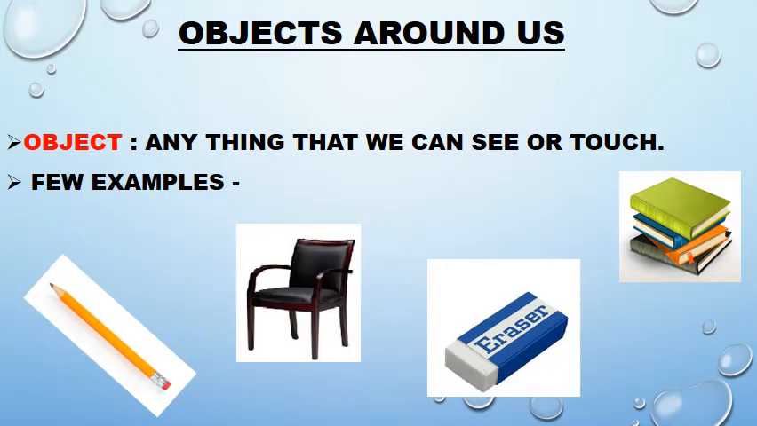Now students, first of all, look around yourself. Wherever you are, you can see many things like fan, door, chair, mobile, your books, pencil, pen, etc. These all are objects. So what is object? An object is anything that we can see or touch.